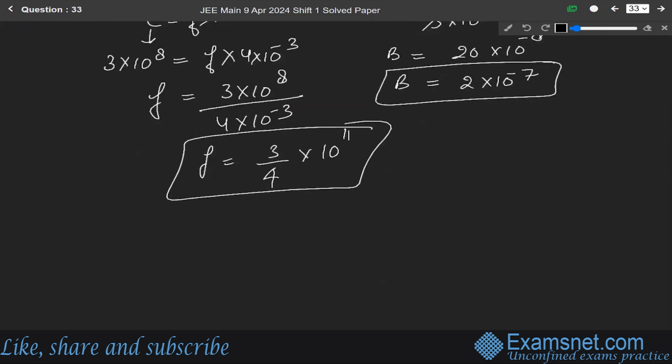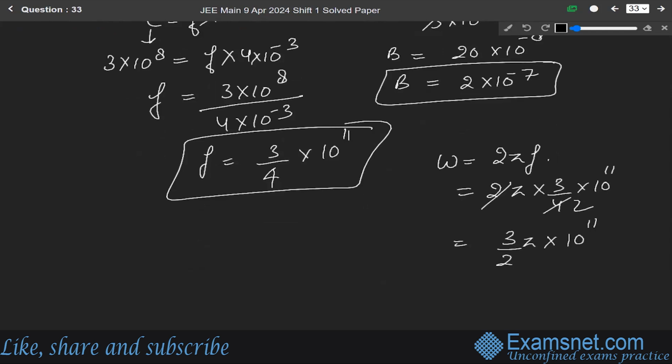Now, if we want to find the angular velocity omega, we know that omega equals 2 pi f. So it will be 2 pi into f. The frequency is 3 by 4 into 10 to the power 11. 2 2s are 4. So omega will be equal to 3 by 2 pi into 10 to the power 11.